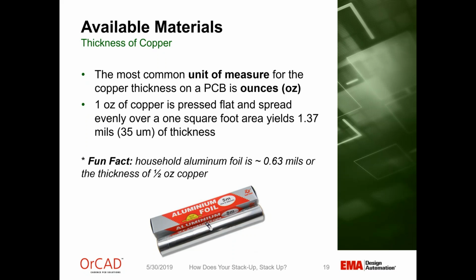So meaning that if you ask for 1 ounce copper for your conductive layer, that's going to be equivalent to 35 micrometers. If you double that up and say, actually, I want 2 ounces, that's going to be double the thickness. If you half that and say, I want ½ ounce copper, then that is going to be approximately half of the thickness. And just for a scale to give you a sense of how thick or thin that is, household aluminum foil is about 0.63 mils or approximately half ounce copper, the same thickness as that. So just to give you a sense of how thick or potentially thin a ½ ounce is.